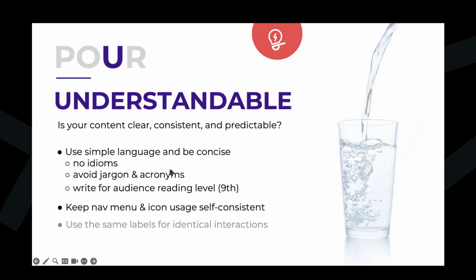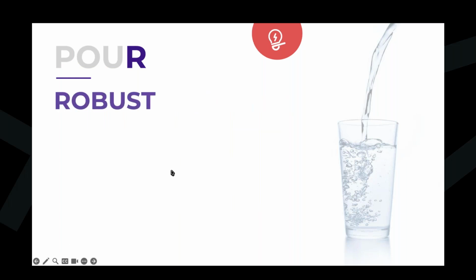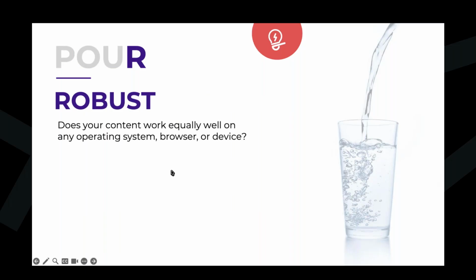Okay, so let's go on to the last principle, which is robust. And robust just really has to do with making sure that the content can be loaded and interpreted equally well on any operating system, browser, or device. So in the early days, we had these browser wars where certain apps and websites would load on certain browsers or operating systems, but not on others.